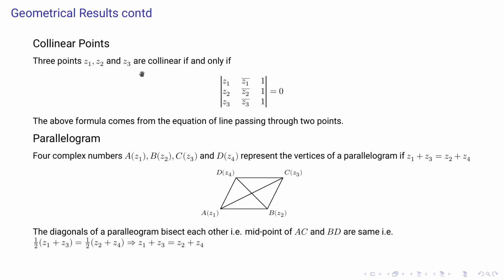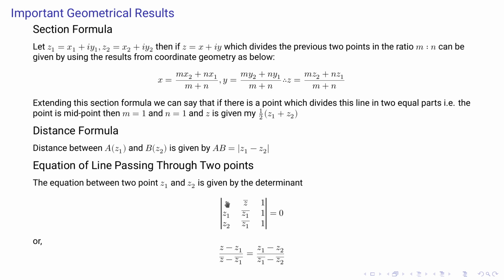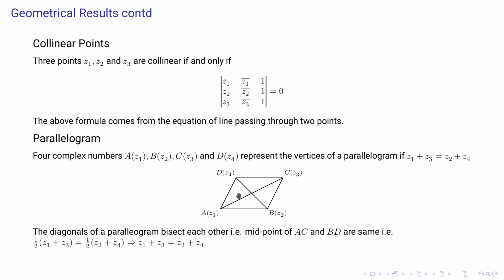Collinear points also come from coordinate geometry. It is the same. In this case, z1, z2, z3 will be collinear if the same determinant is 0. The only difference is that z is replaced by z3 here. So you see that this equation says that the equation of the line between 2 points z1 and z2 is given by the determinant. Here z is the variable. Now if you make z a fixed point, that is z3, then the same determinant has to be 0.